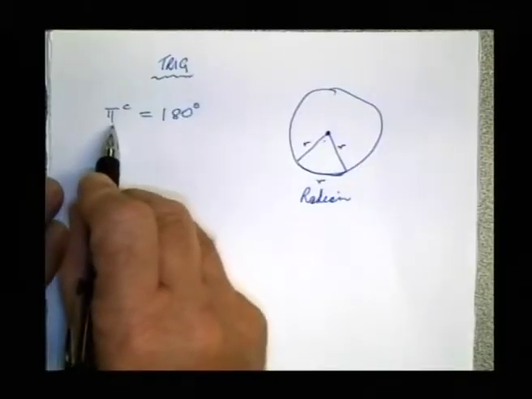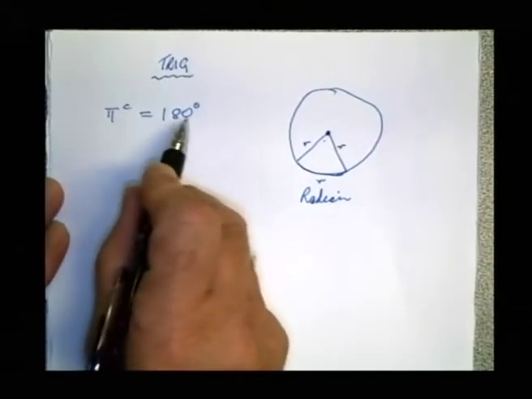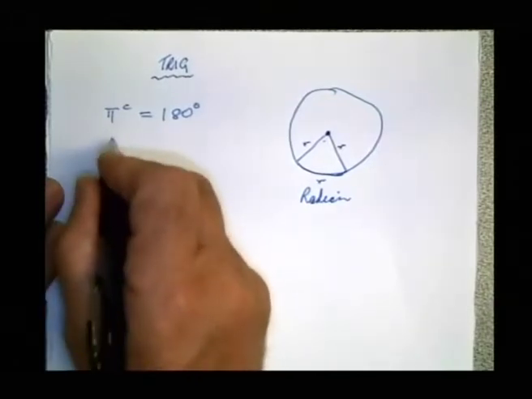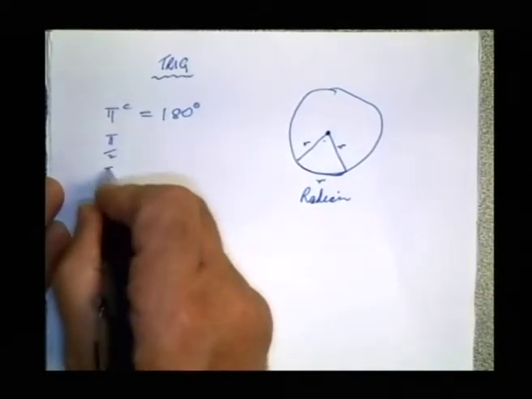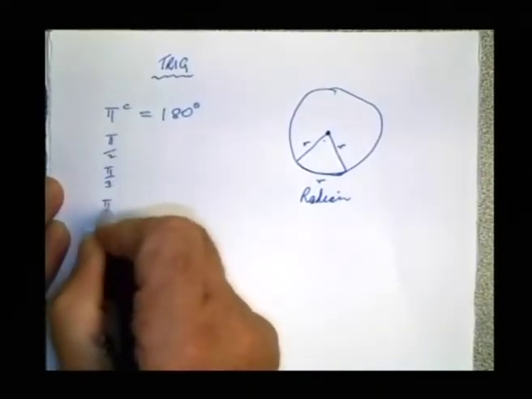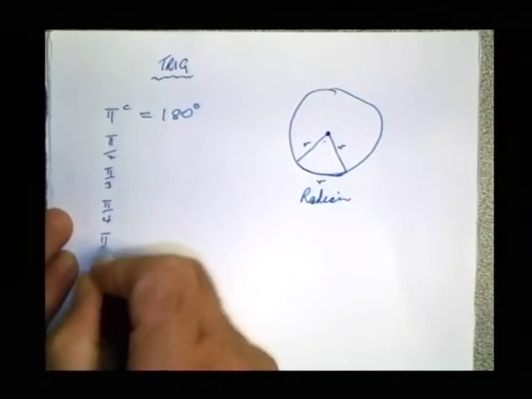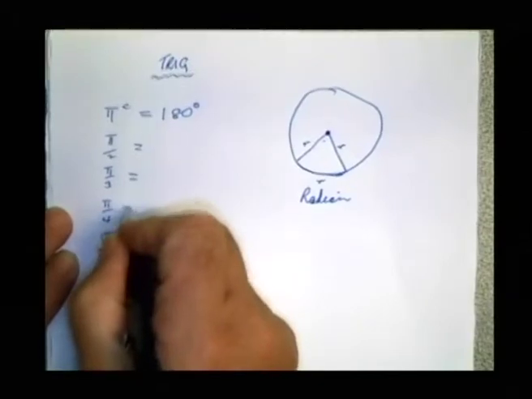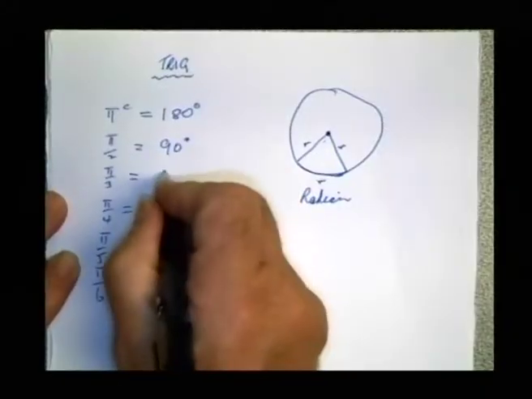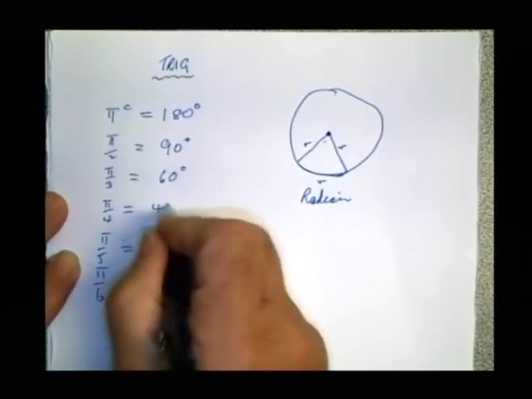First of all, you've got to know the connection between degrees and radians: a pi radian is 180 degrees. You've got to know what pi over 2 is, pi over 3, pi over 4, pi over 5, pi over 6. Always remember it in those terms, and you get multiples of those. For example, that's 90 degrees or 60 degrees or 45 degrees.